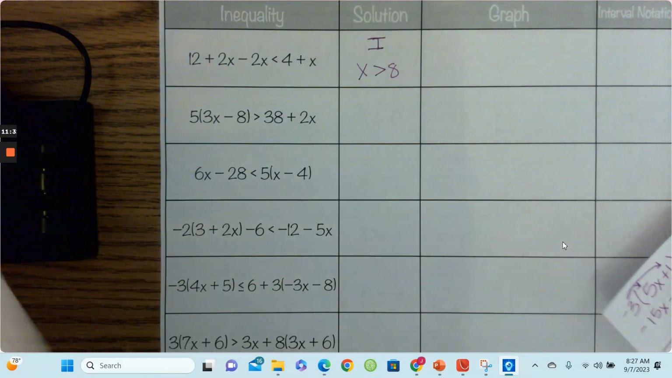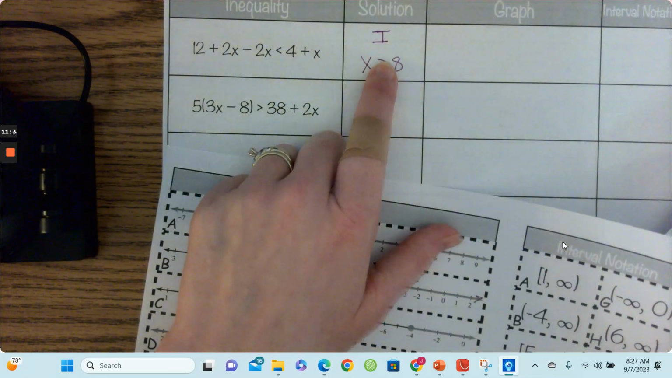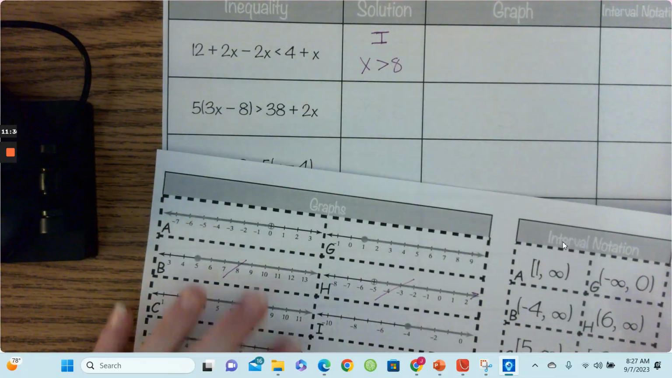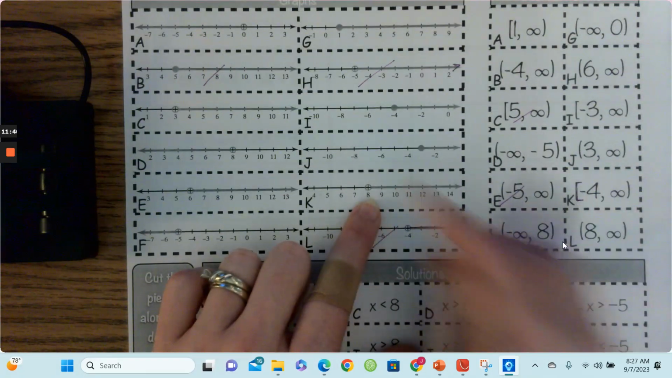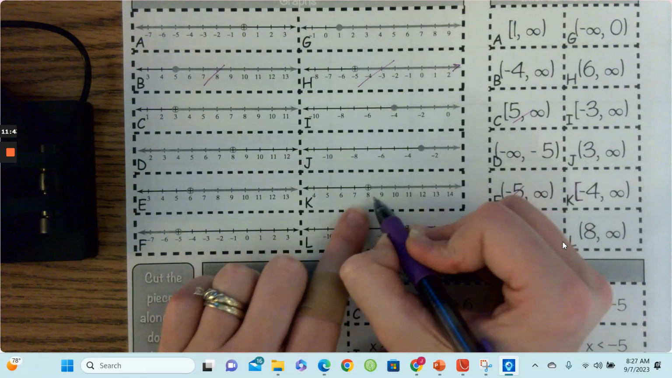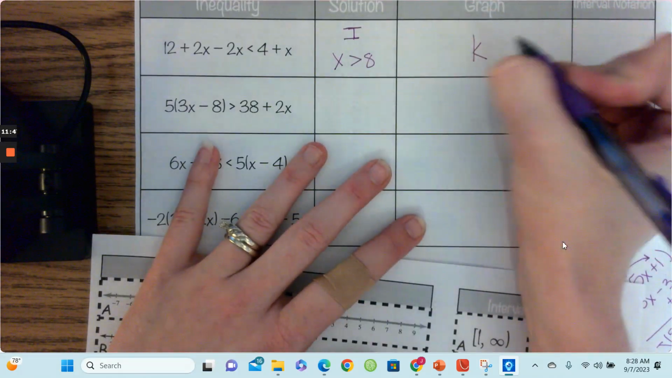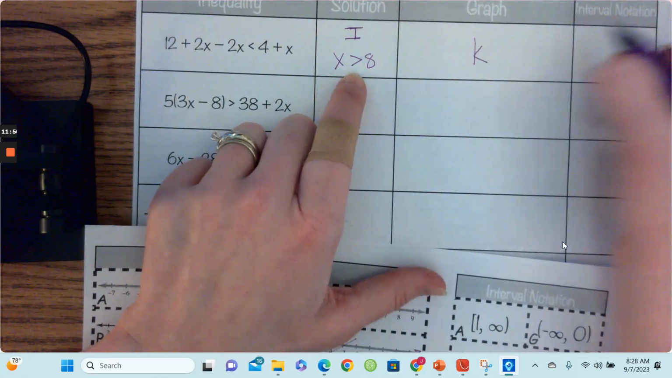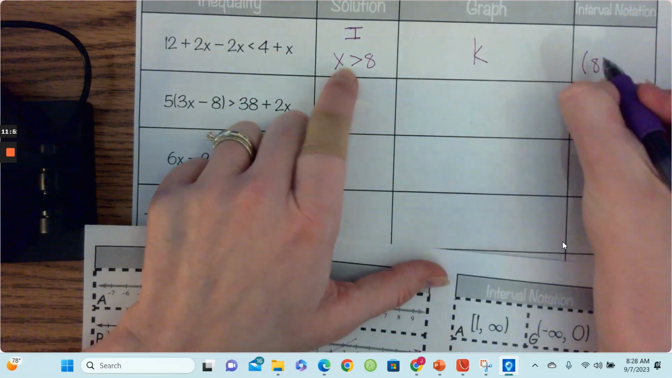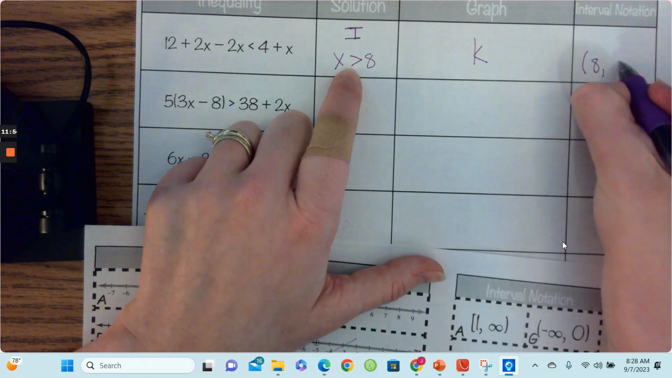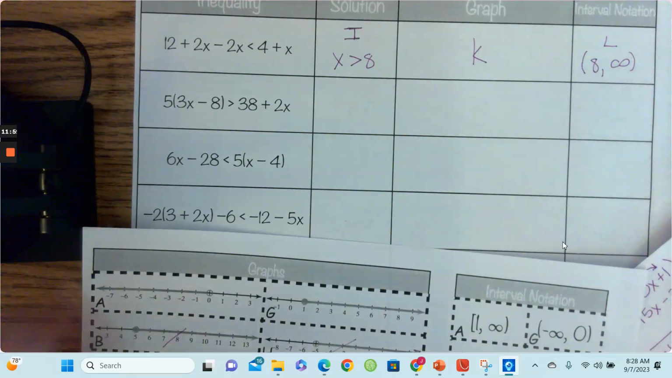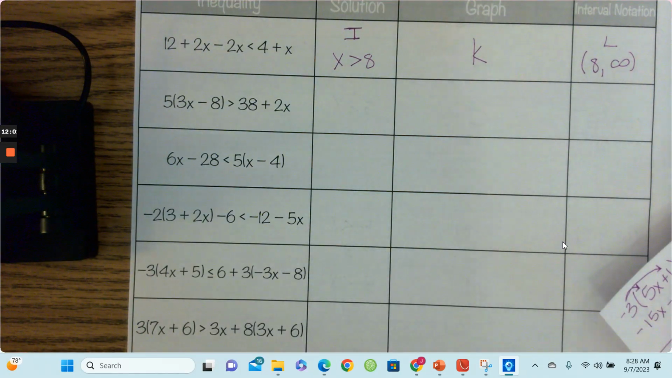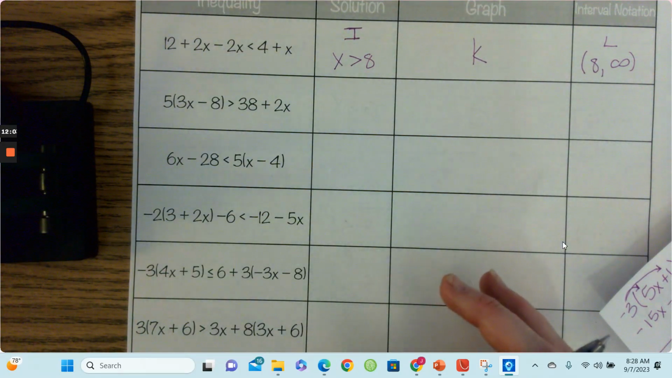So I'm looking for an open circle, no line underneath it, at 8. Okay, and all the numbers greater than. Starting at 8, but it's a parenthesis because there's no line. And we're going all the way to infinity. L. Let's jump down. Let's do the bottom 3. The bottom 3 are the grossest on this side.